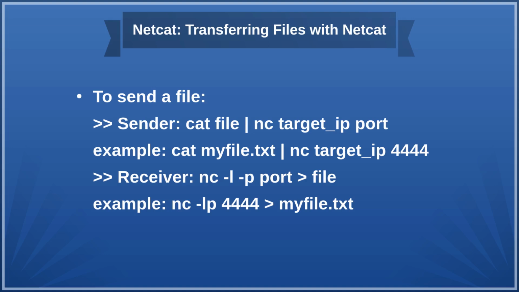On the receiving end, we set up a listener with the command nc -l -p 4444 and then the greater than sign, and then the file we will be receiving. In this case, myfile.txt. This would transfer the file directly over the network. Attackers often use this method to exfiltrate data, and defenders should be aware of this method when monitoring network traffic. Now, let's explore how Netcat is used for remote administration.